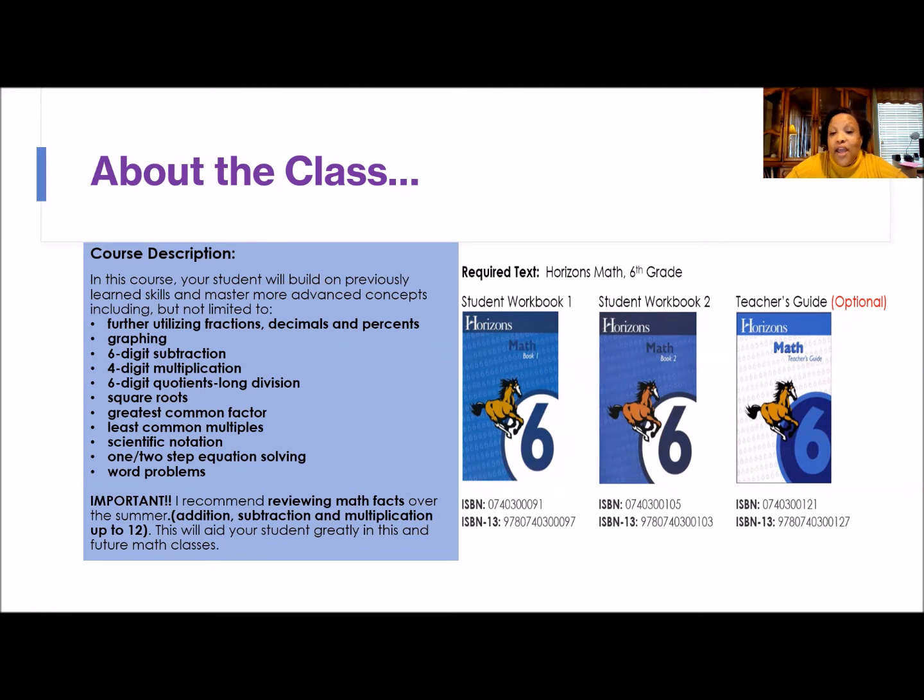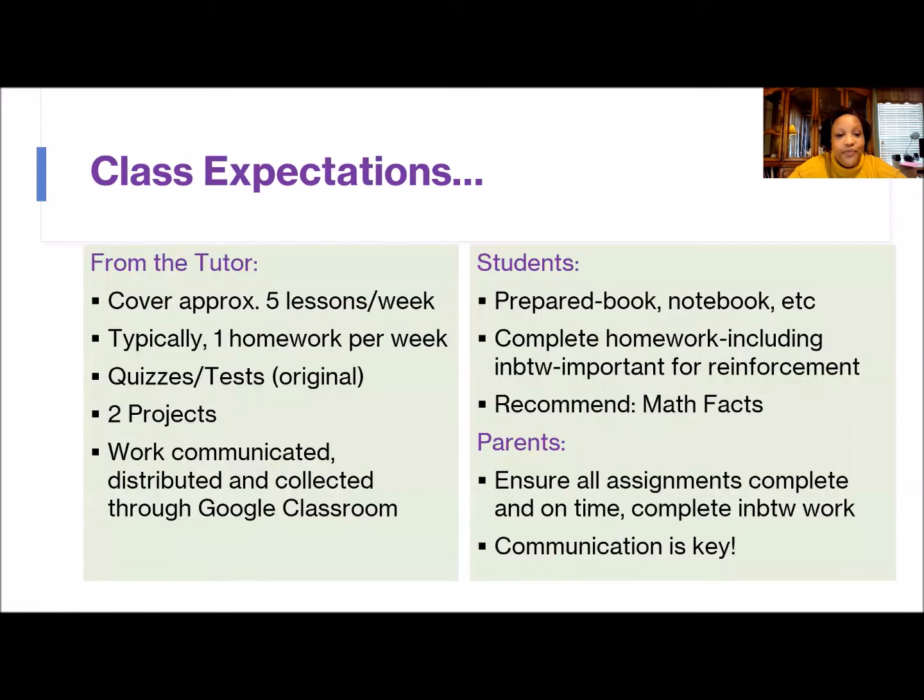Okay, so there's two required books and one optional book for this course. The two required are, of course, the student workbook 1 and 2. You can see the book and the ISBN numbers there. The teacher guide is optional, but I kind of recommend it. I'm going to go into more about that as we talk about the class expectations. So hold that thought on that one.